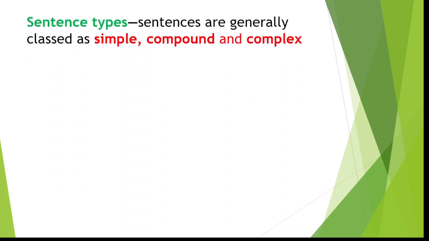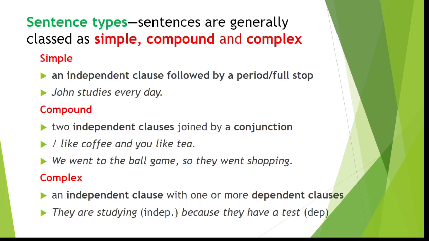Sentence types: sentences are generally classed as simple, compound and complex. Simple: an independent clause followed by a period / full stop. John studies every day. Compound: two independent clauses joined by a conjunction. I like coffee and you like tea. We went to the ball game, so they went shopping.